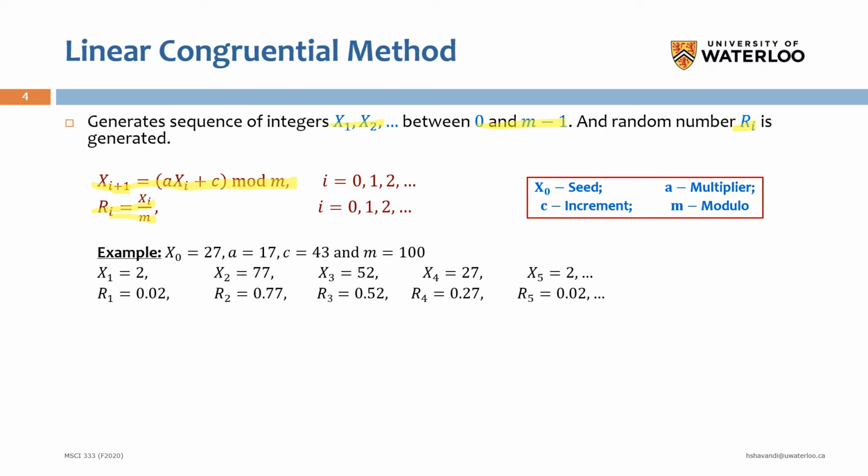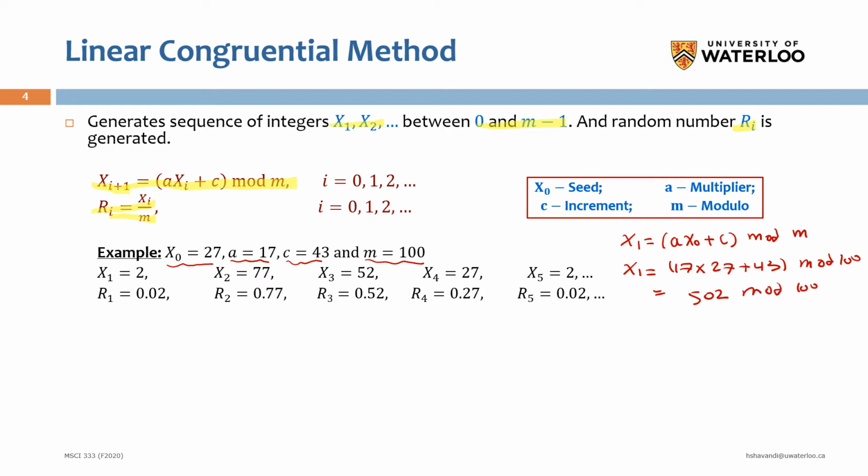For example, x0 is 27, a equals 17, c equals 43, and m equals 100. So x1, the first one, will be a x0 plus c, mod m. So x1 will be 17 times 27 plus 43, mod 100. This number is 502 mod 100, so if we divide 502 by 100, the remainder will be 2. So x1 becomes 2.